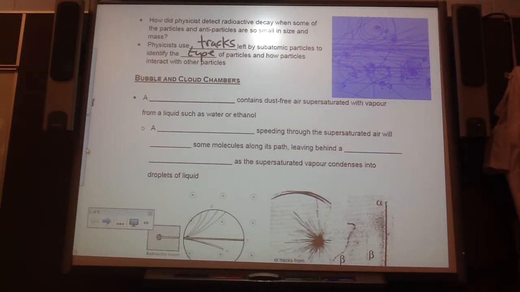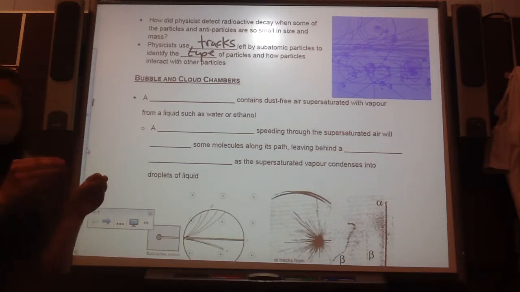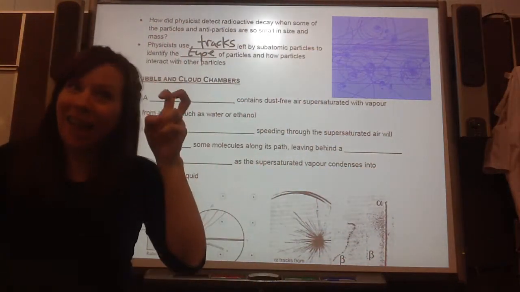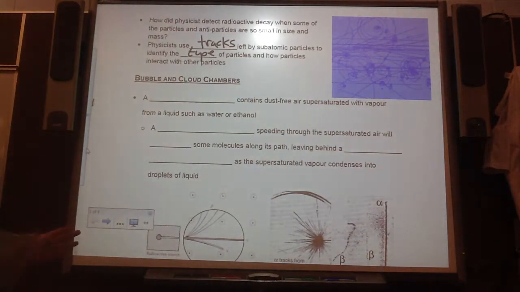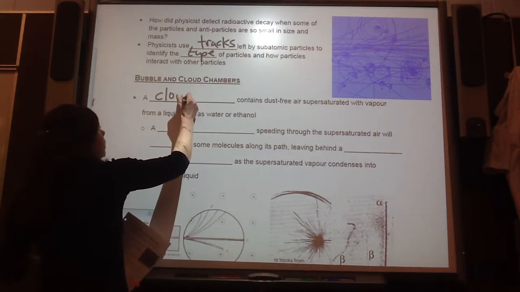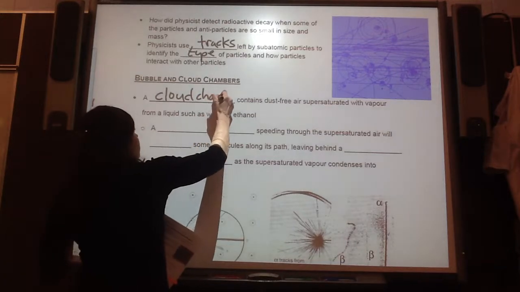But how do we actually see it? Because you can't see an electron. So what they use is something called a bubble and cloud chamber. One detects bubbles, and the other is detecting clouds. They're kind of the opposite of each other. So the first one we'll do is a cloud chamber.